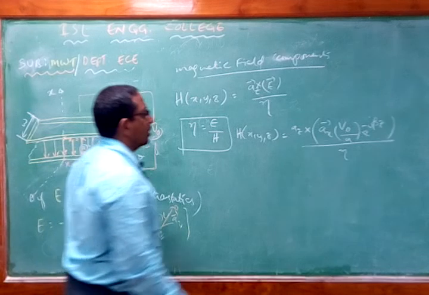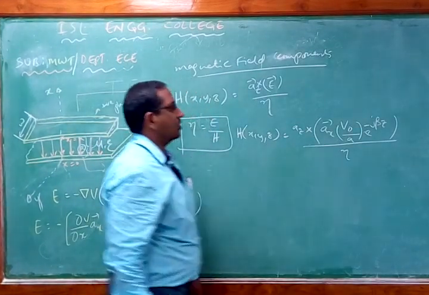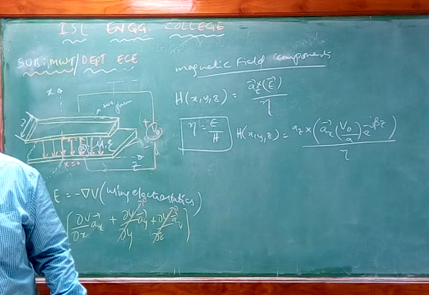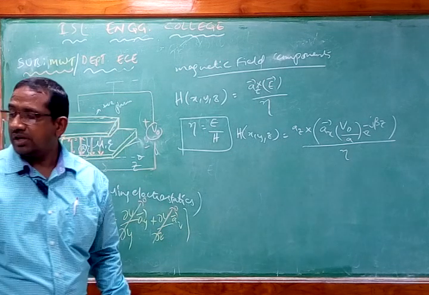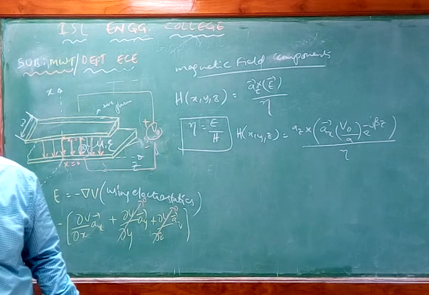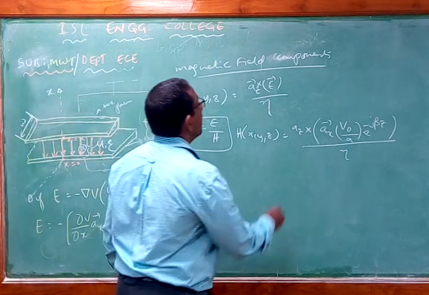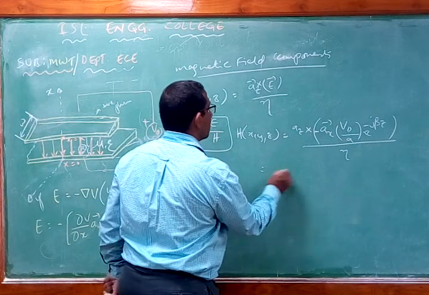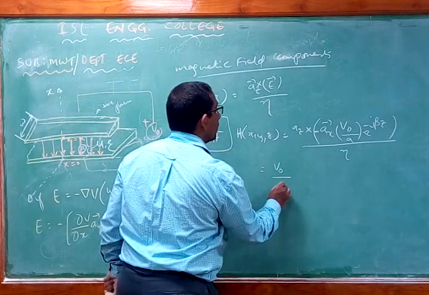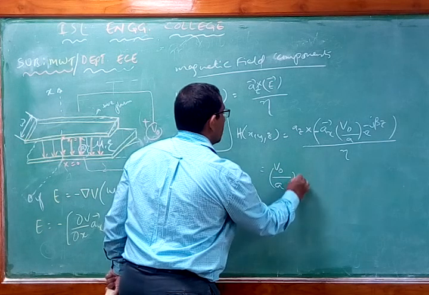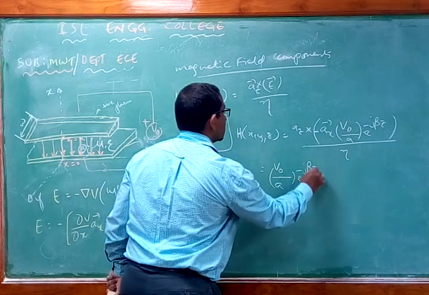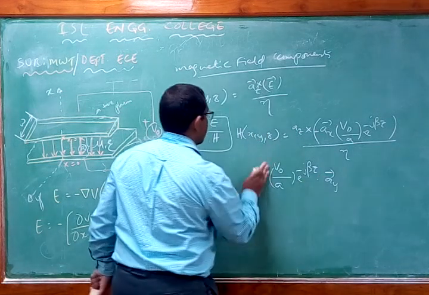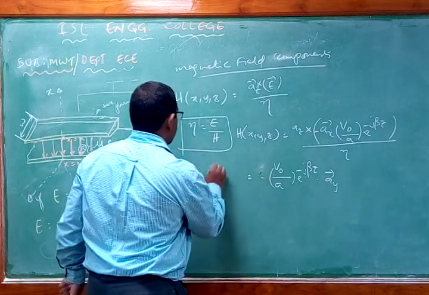Right. So what is Az cross Ax? Az cross Ax is equal to Ay. Now this value is internally minus. So Az cross Ax is equal to Ay. Therefore we are going to have V naught by A into e power minus j beta z along the Ay direction, which is equal to the magnetic field.